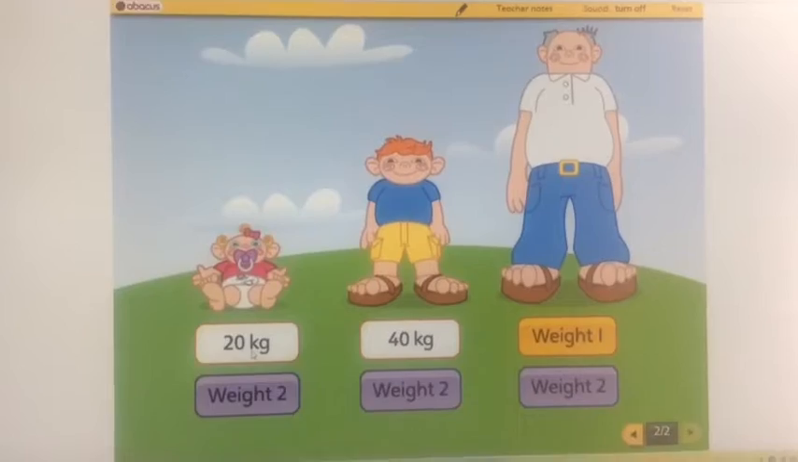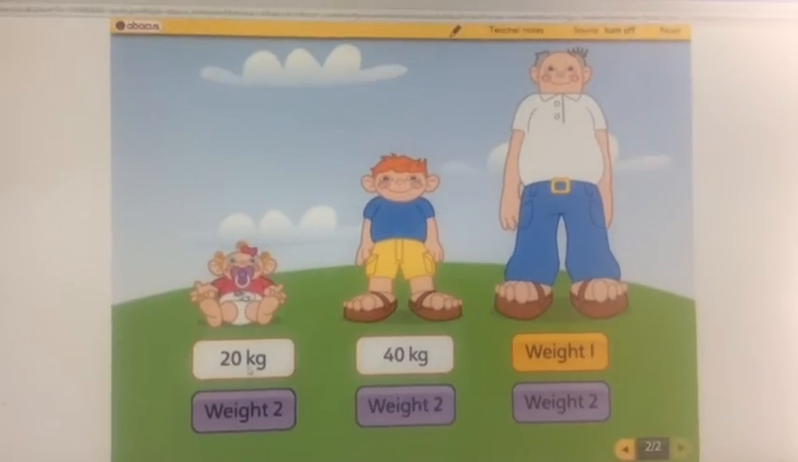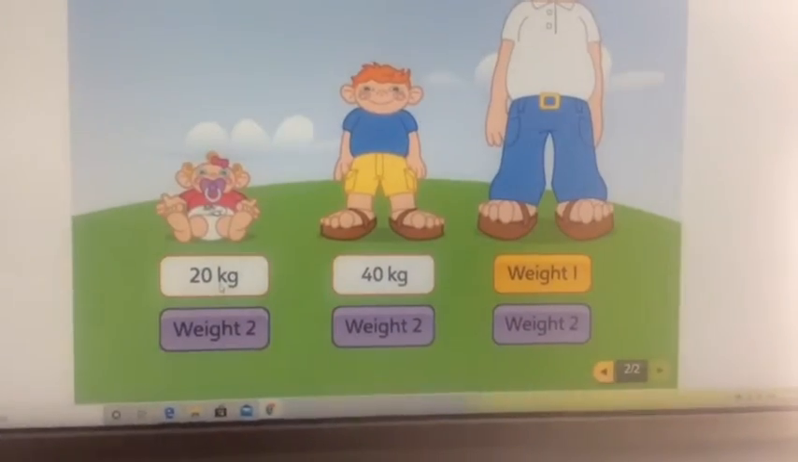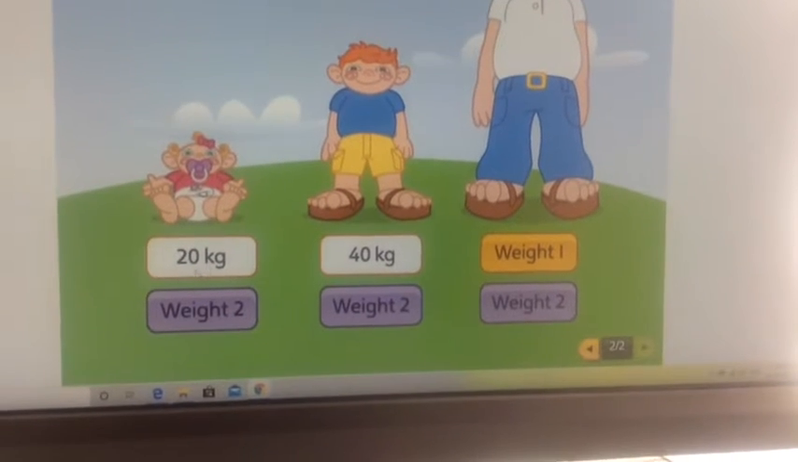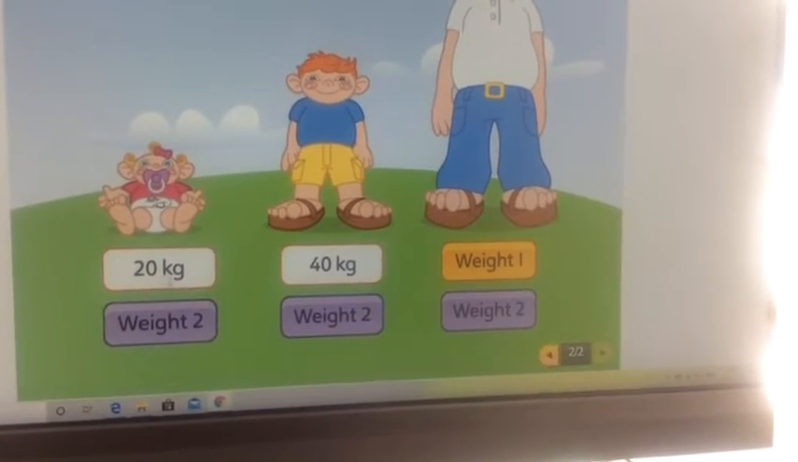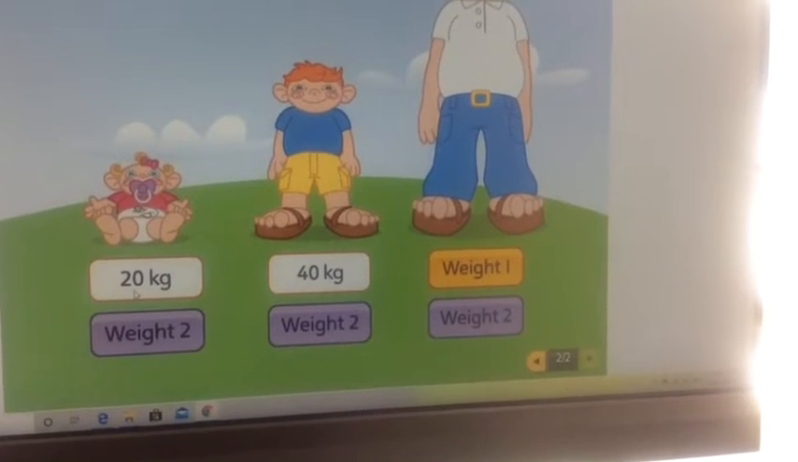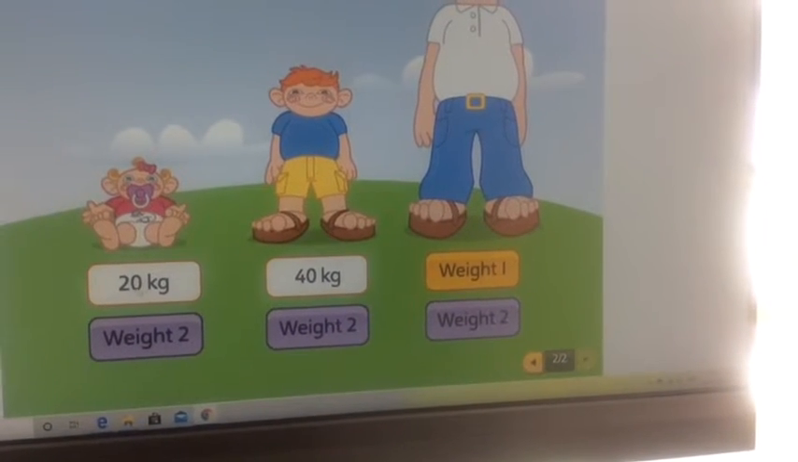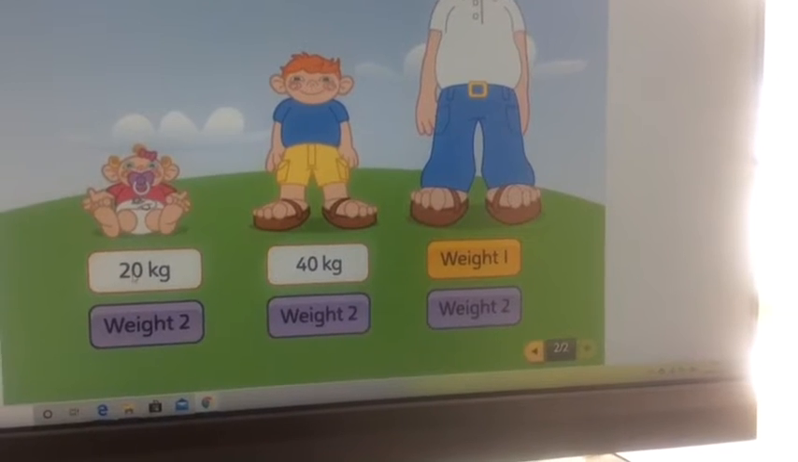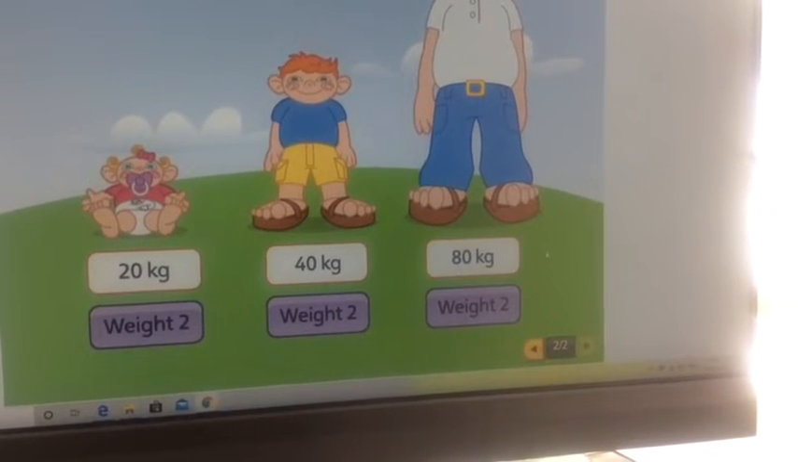Now what about Dad's weight? I think he's been eating quite a lot during lockdown. He's 4 times heavier than the baby. So what's 4 times 20 kilograms? You know 4 times 2 is 8. But you're multiplying by 20. So pop your 0 on the end and don't forget your kilograms.